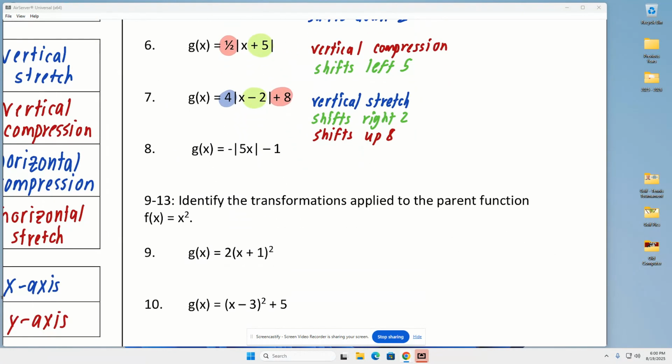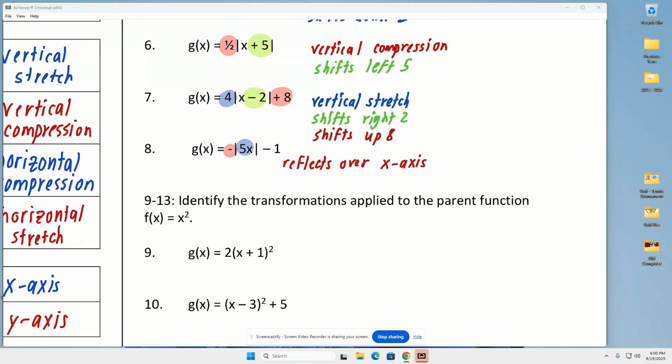Okay? Last one on this section. We got a negative out here. That's a reflection. It's vertical. So that one's going to reflect over x-axis.